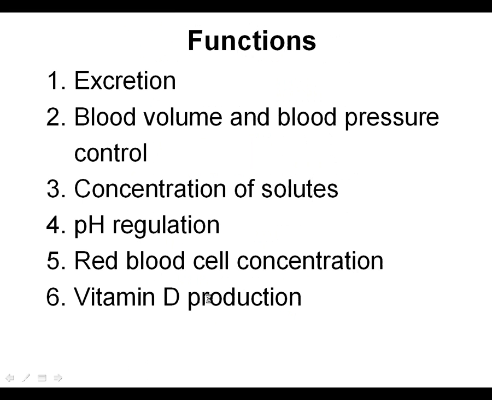Okay, so the functions of the urinary system, first of all, excretion. Okay, it excretes the waste. These wastes are filtered out of the blood, and it makes up what we call urine. Urine is our liquid wastes. Okay, blood volume and blood pressure is going to be controlled by the urinary system, and that is because the urinary system controls how much water is in the blood.